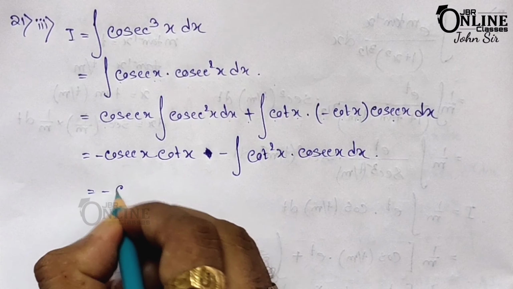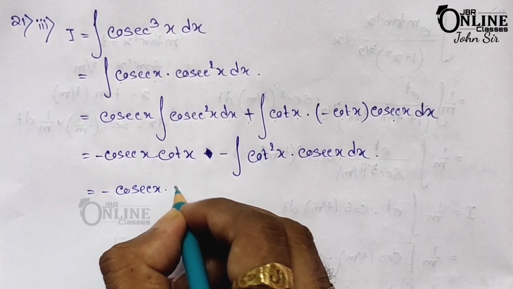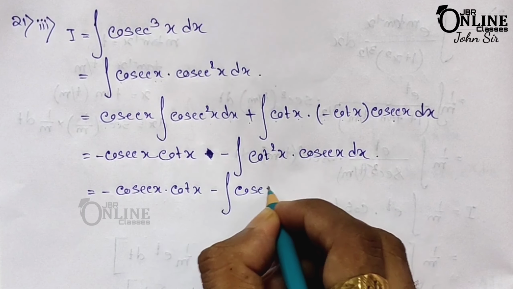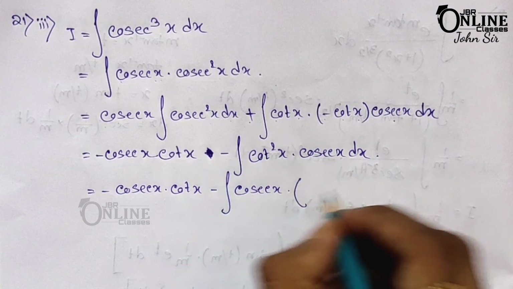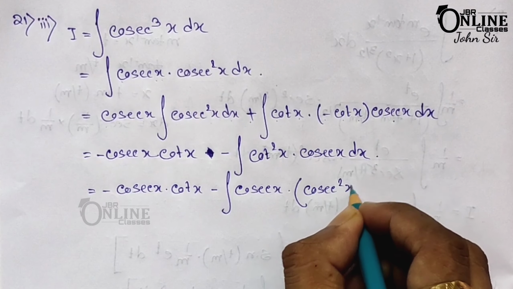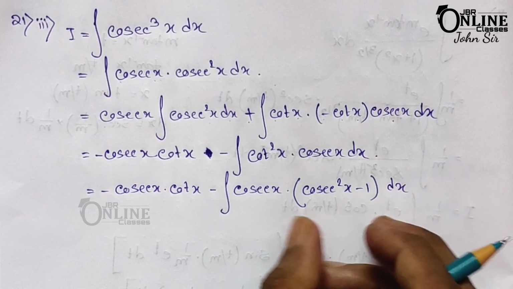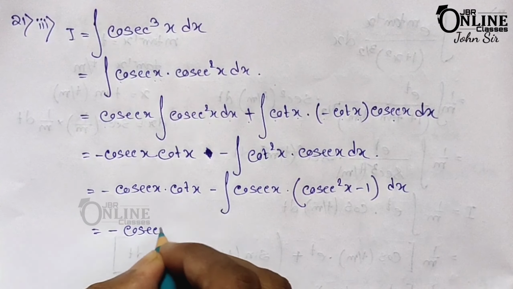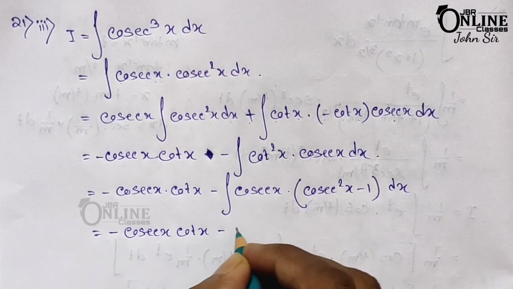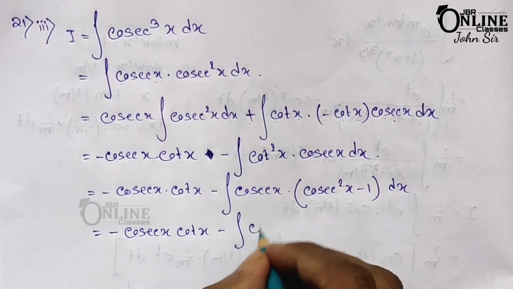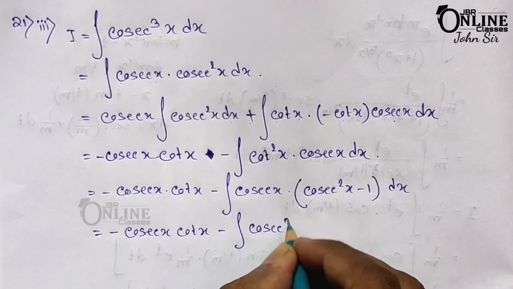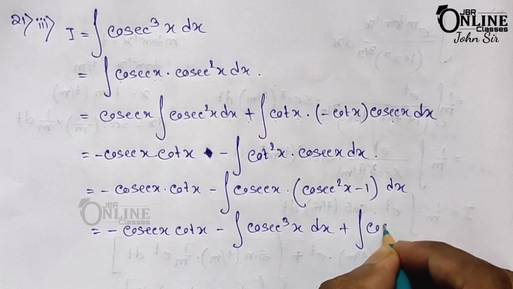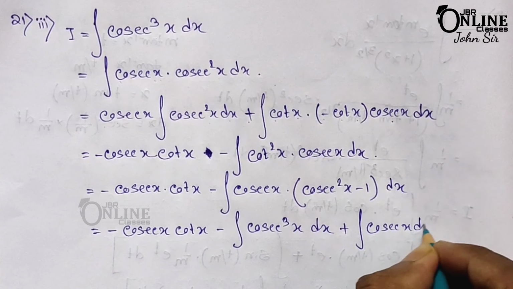Okay. So write down here minus cosec x cot x minus integration, first write down here cosec x and then cot square, which you know is cosec square x minus 1. So cot square equals cosec square x minus 1. Then again minus cosec x cot x. Then here cosec into cosec square will be cosec cube x dx, then minus plus integration cosec x dx.